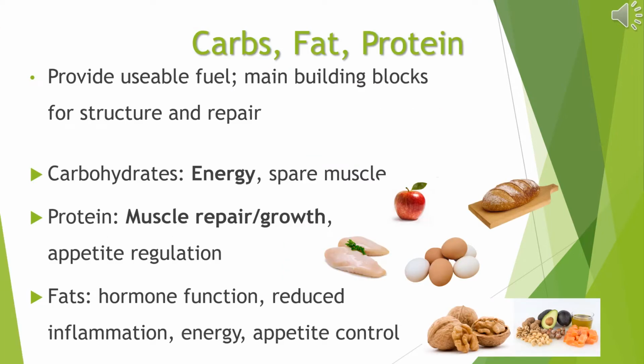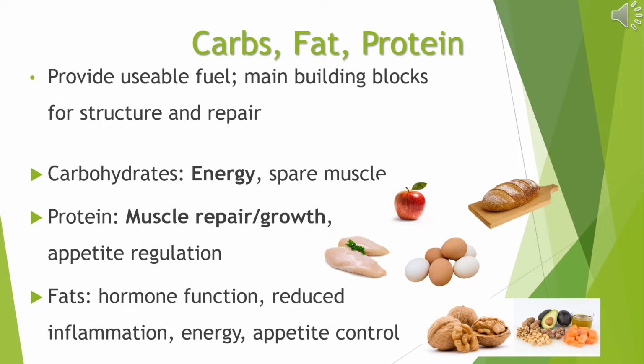So first, let's go over the macronutrients. We wanted to look at the effect of nutrients on exercise and athletic performance. To do this, we started by going over the effect of the macronutrients, the carbohydrates, the fats, and proteins on exercise, and then from there we discussed the effect of the micronutrients.